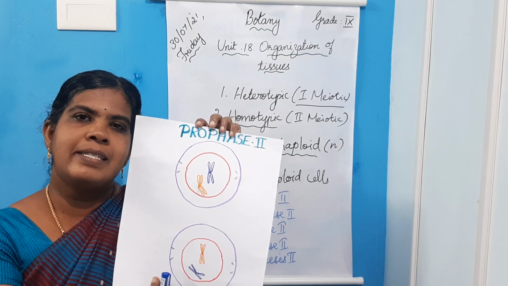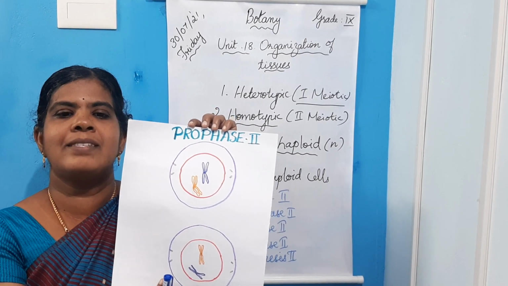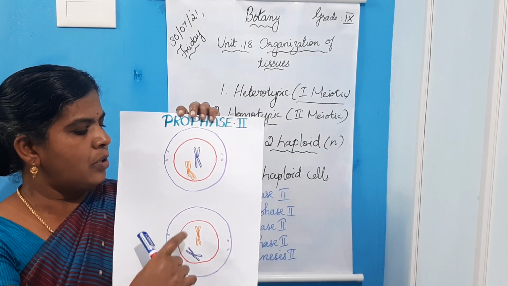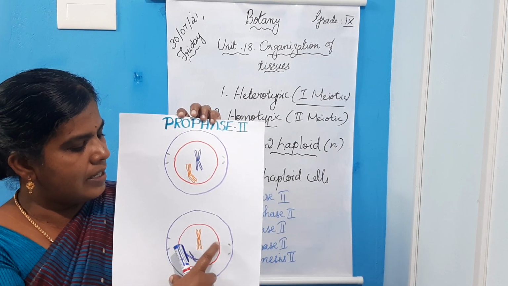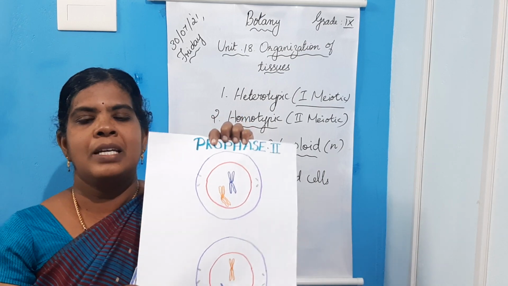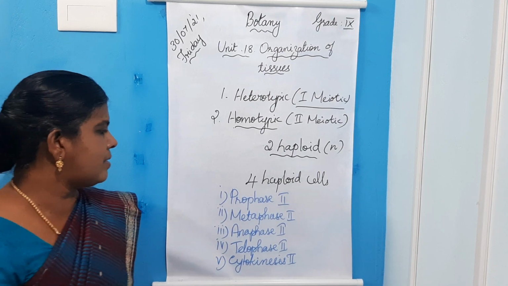Then at this stage, spindle fibers and aster rays start to appear inside the cell. The nuclear membrane and nucleolus disappear. See here, there will be no nuclear membrane and no nucleolus. Then what is the next phase? It is the metaphase.